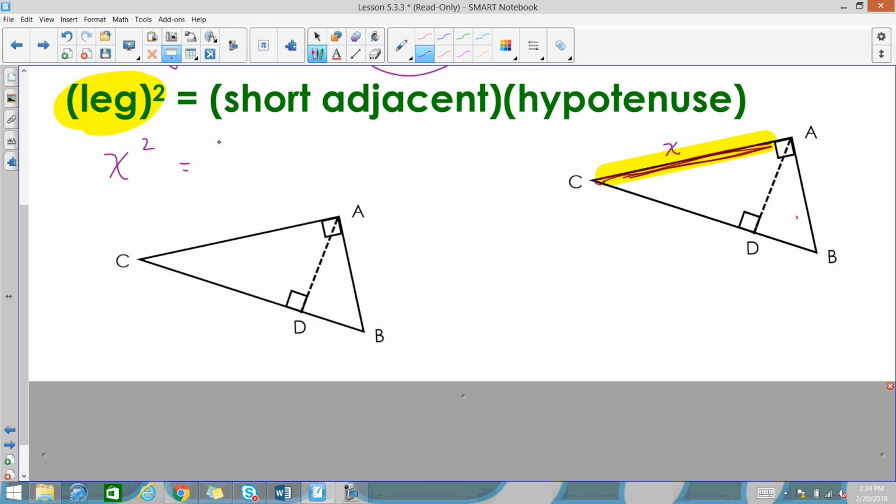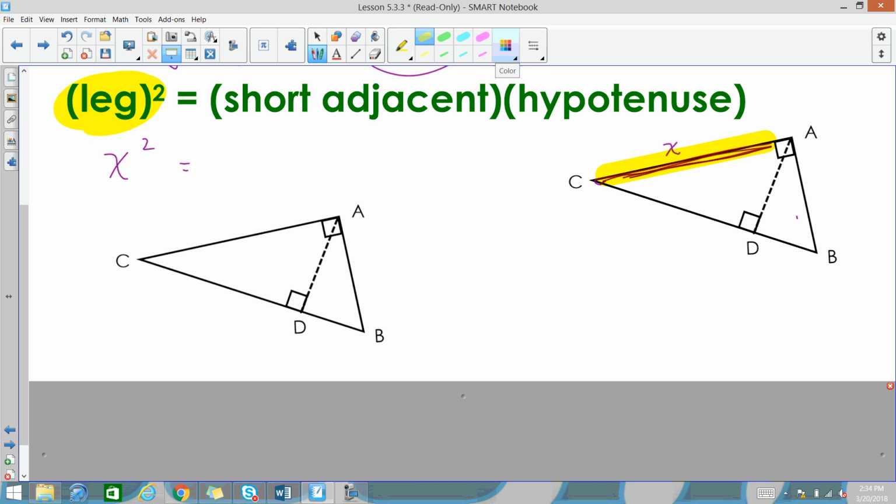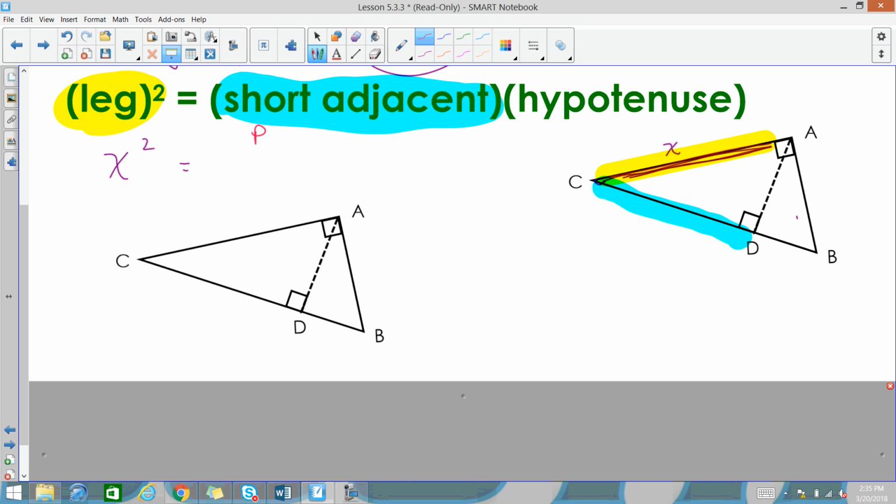So it's going to be x squared equals. Now, here's the trick, and you have to understand this from the video. If you're not getting it, pause it, restart it, listen again. The first part says short adjacent. All hypotenuses of the big triangle are split into 2 parts: there's a short adjacent and then the entire hypotenuse. That's it. Short adjacent is always the part of the hypotenuse that touches the leg.